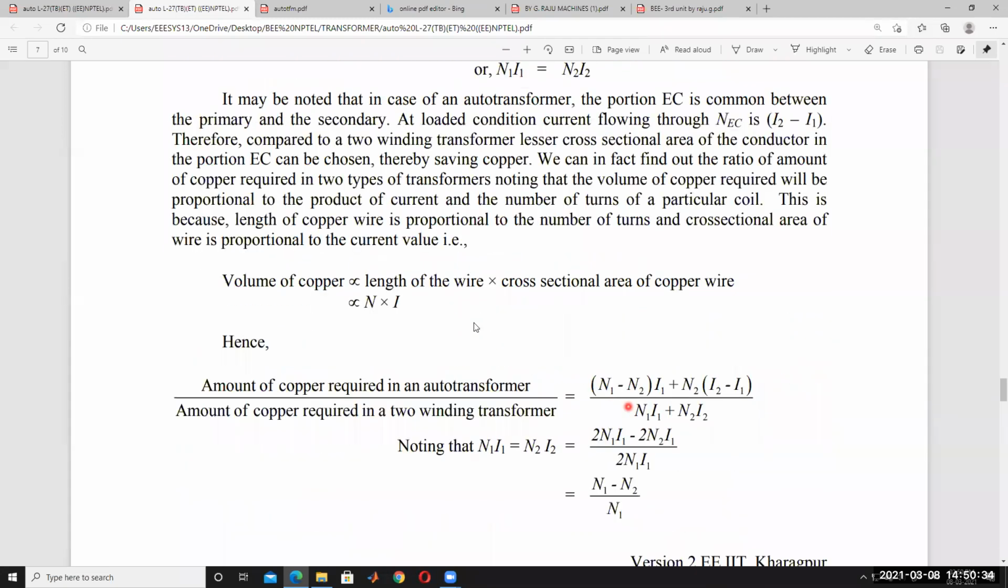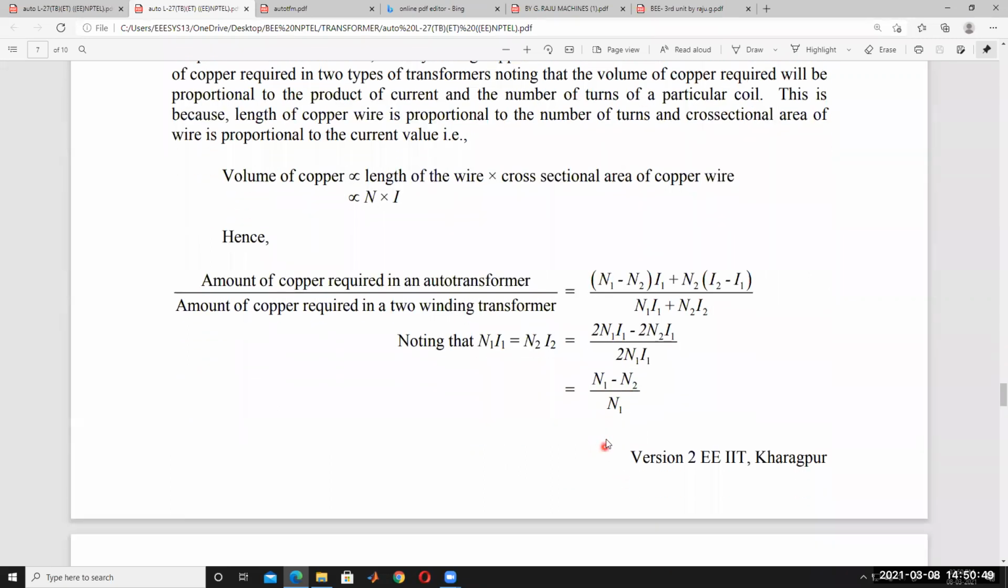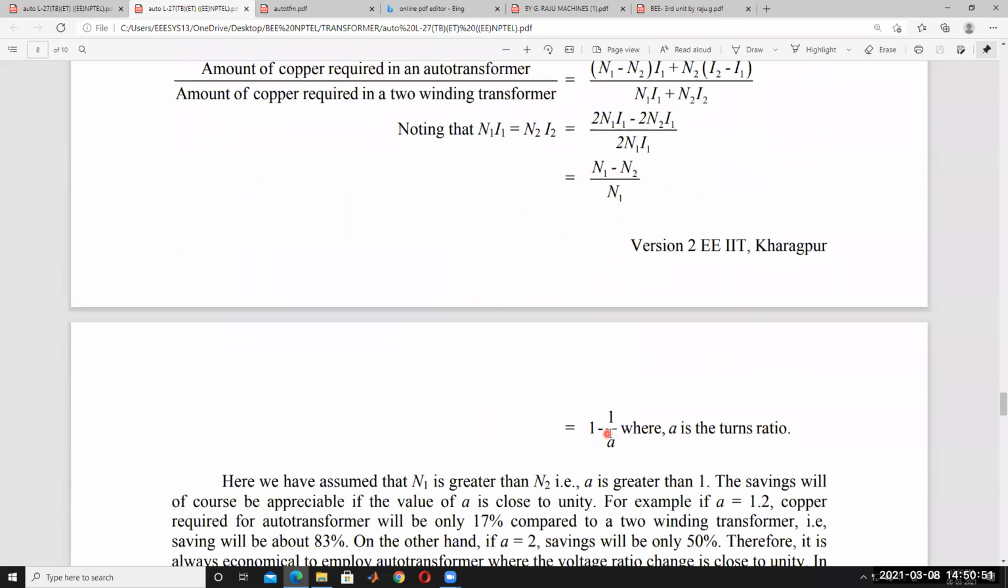It is proportional to the length of the wire and the cross sectional area, that is, the number of turns and the current. So based on that we get N1 I1 plus N2 I2. Since N1 I1 is equal to N2 I2, by substituting this we get N1 minus N2 by N1, which is called 1 minus 1 by A, where A is the turns ratio N1 by N2. This is about the auto transformer.